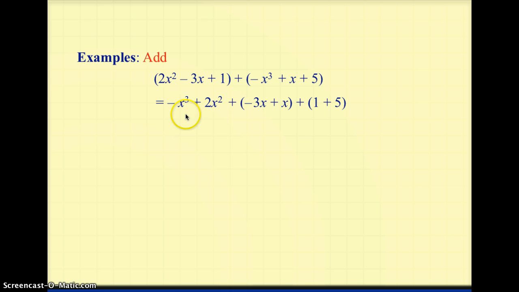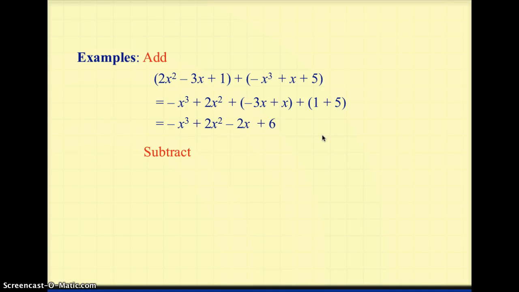In this case, negative x to the third is the only term with an exponent of 3. Same with 2x squared, it's the only term with a squared exponent. Here we have our like terms of x and our like terms without a variable. When we add them together, we have our final answer of negative x to the third plus 2x squared minus 2x plus 6.